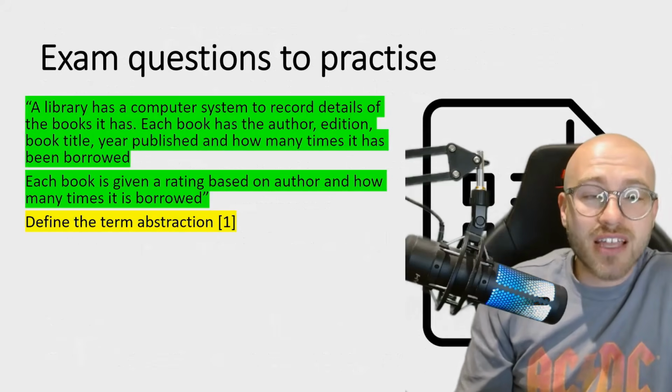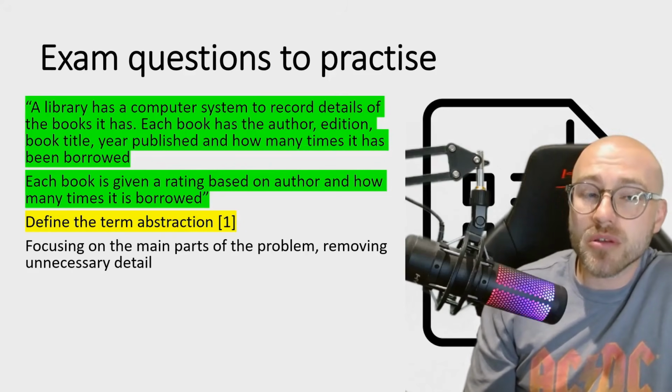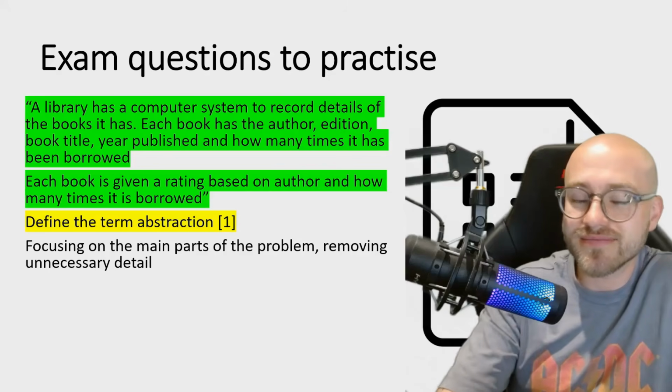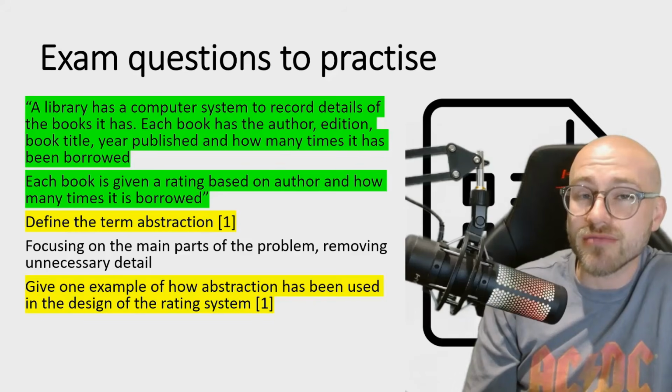Okay, let's look at the answers then. Question 1 was define the term abstraction. So it's focusing on the main parts of the problem, removing unnecessary detail. And question 2, give one example about how abstraction is being used in the design of the rating system.